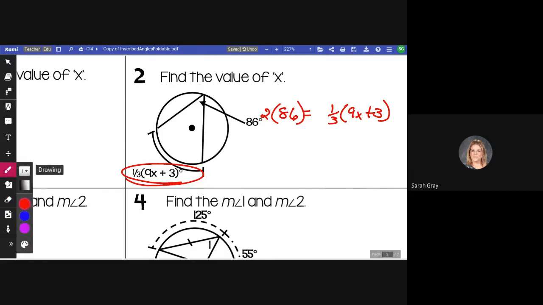So what's 86 times 2? 172? Distribute that 1/3, get rid of it. It's going to disappear. 1/3 times 9 is 3. 1/3 times 3 is 1.